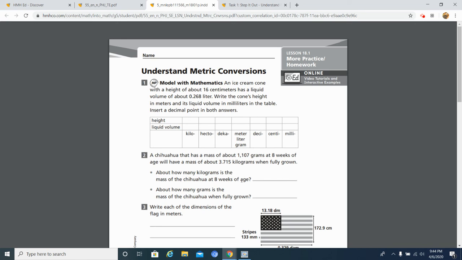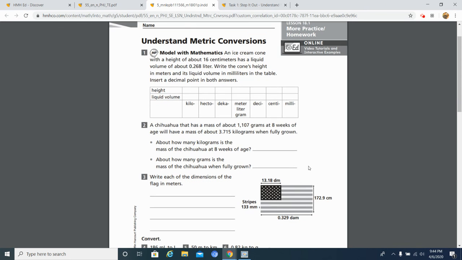Please don't just rush through this. Okay, this is pretty simple stuff. All you're really doing is moving a decimal by dividing or multiplying.